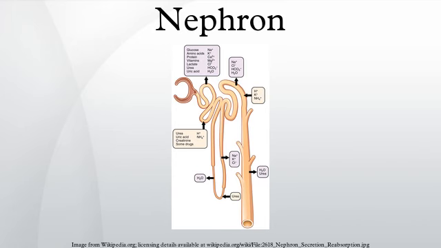Collecting duct system. Each distal convoluted tubule delivers its filtrate to a system of collecting ducts, the first segment of which is the connecting tubule. The collecting duct system begins in the renal cortex and extends deep into the medulla. As the urine travels down the collecting duct system, it passes by the medullary interstitium, which has a high sodium concentration as a result of the loop of Henle's countercurrent multiplier system.